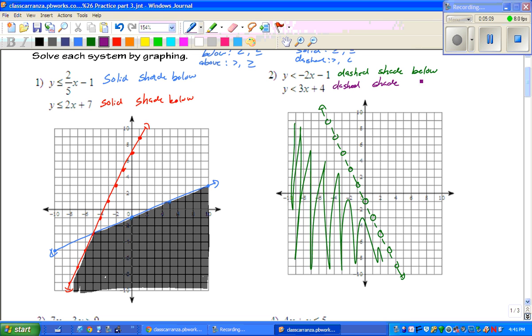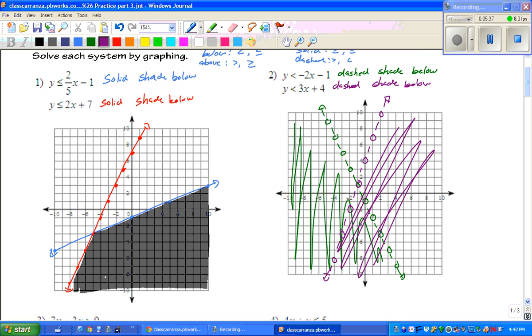Now our other line is also dashed, and we're going to shade below. I start at positive 4. We go up 3 over 1, up 3 over 1, and go in both directions. We can do the same thing, make a dashed line, and everything below.